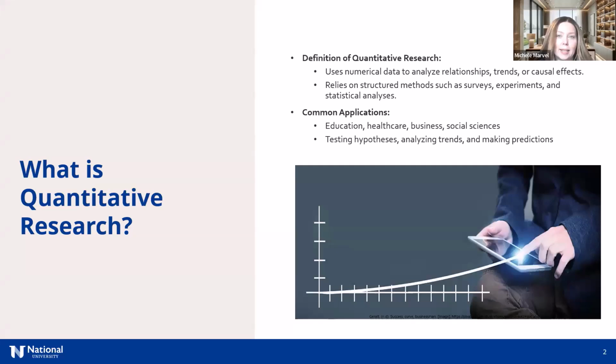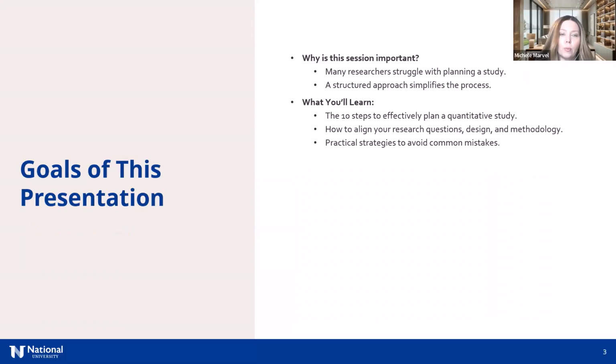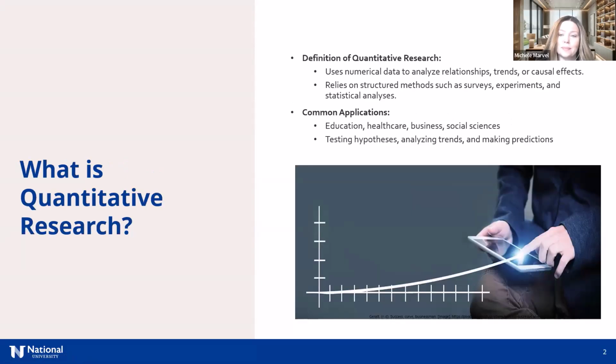We'll start with the basics. What exactly is quantitative research, and why does it matter so much? At its core, quantitative research is a systematic and structured way of investigating the world using numbers. It gives us the tools to test ideas, to spot patterns, to confirm theories, and to make decisions that are based upon real-world evidence. I think I skipped slides there for just a moment.